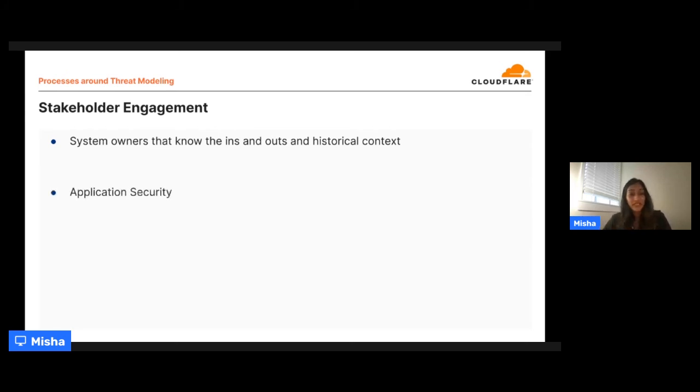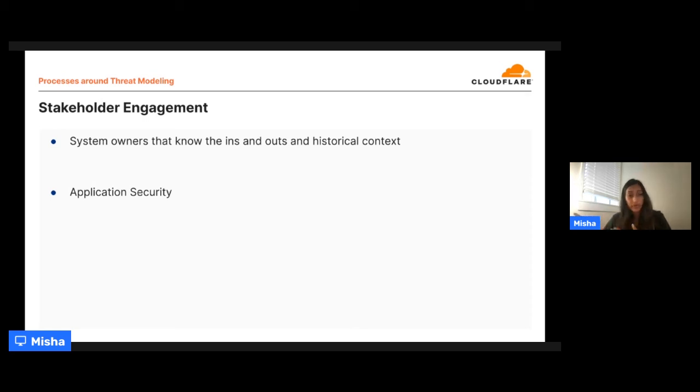Application security. So this is from the perspective of detection and response. You want application security and the other security teams, to be honest, involved in the threat modeling process because, like I said, it's a very holistic approach.